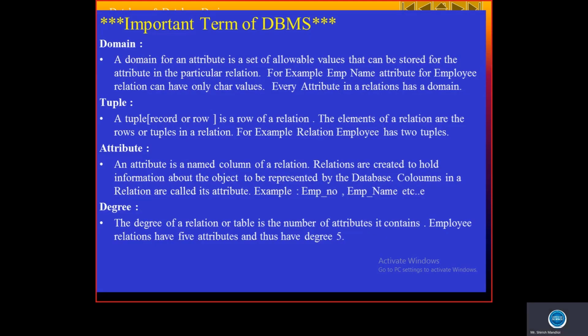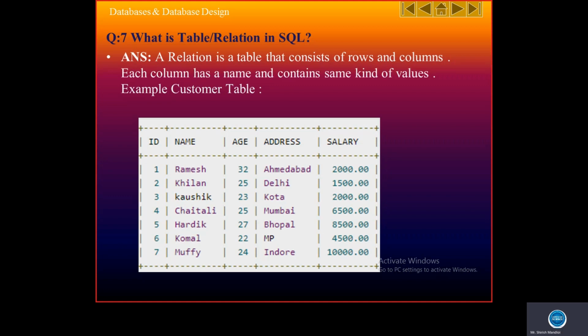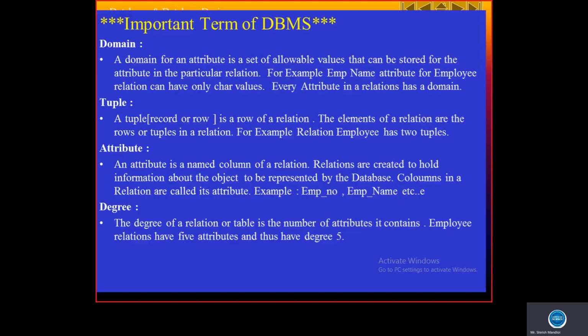Now, some important terms. First one, domain. A domain for an attribute is the set of allowable values that can be stored for the attribute in a particular relation. Domains are the sets of values which are stored in particular attributes. For example, the employee name attribute of the employee relation can have only character values. Every attribute in a relation has a domain. Suppose in the previous slide, ID is an attribute. Now 1, 2, 3, 4, 5, 6 are the values. So these values are known as the domain.